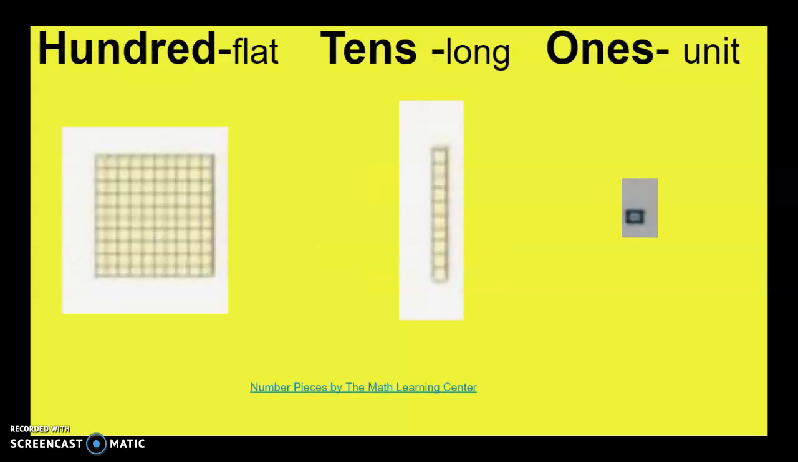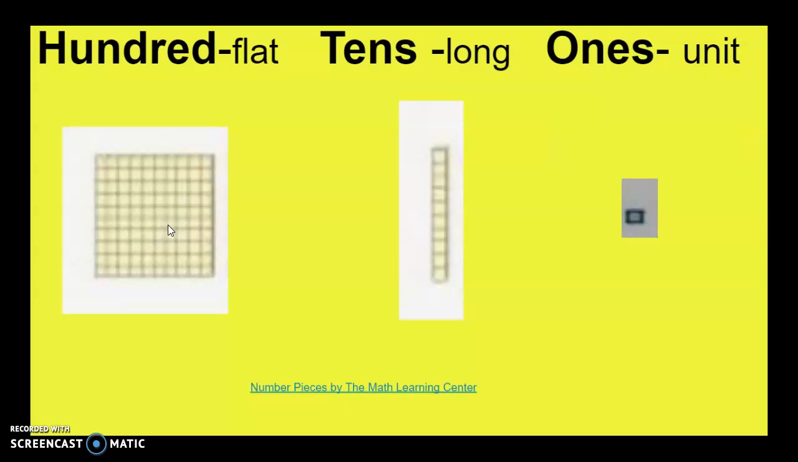Now, here are the pieces that we'll be using this week to help us make larger numbers. The first one is called a flat. Say flat. This is 100. This is 100 of these little ones. It's 10 of these 10s. So this is called a flat.